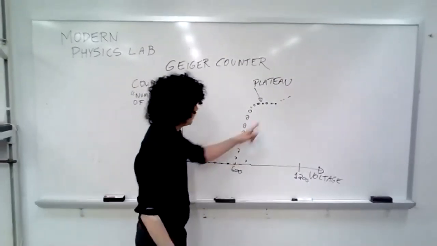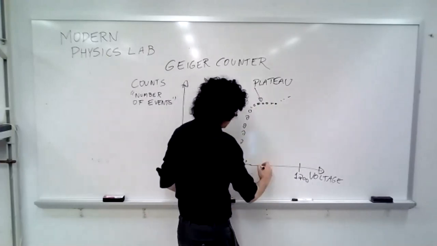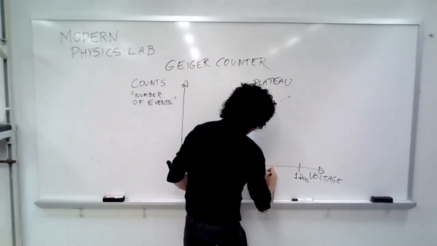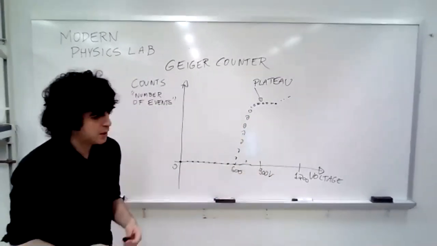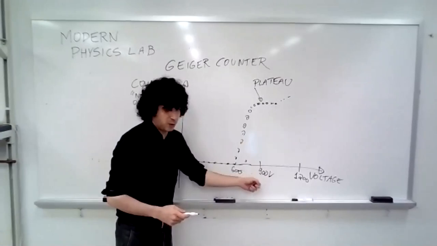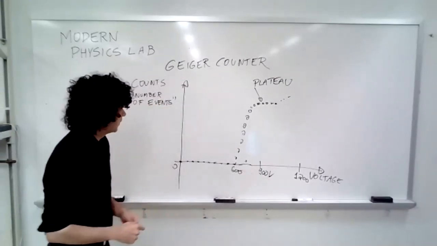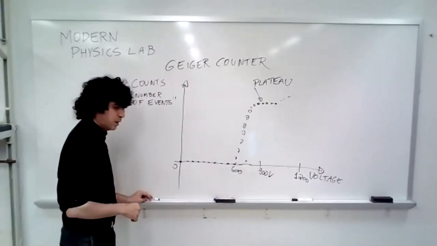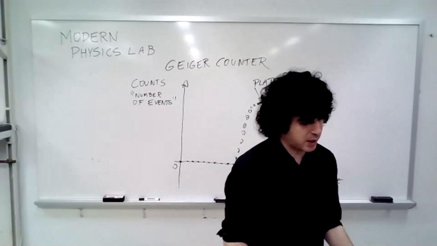So in your measurements, you should measure at the plateau, which is around 900 volts. There is an experiment to measure the plateau, and you will be doing this experiment next week. All right, so I can actually show you the Geiger counter.